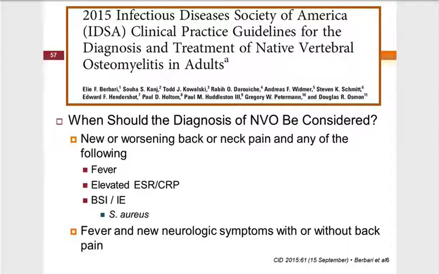They tell you when to consider vertebral osteomyelitis. So any patient that comes in with new or worsening back or neck pain and any of the following: new fever, also elevated ESR, CRP, or if they have this new worsening back pain and bloodstream infection or infective endocarditis, particularly with Staph aureus. It was also interesting that the guidelines do recommend considering the diagnosis in anyone with fever and new neurologic symptoms, even in the absence of back pain. So again, the recommendations are on the lower end, but they're definitely there.